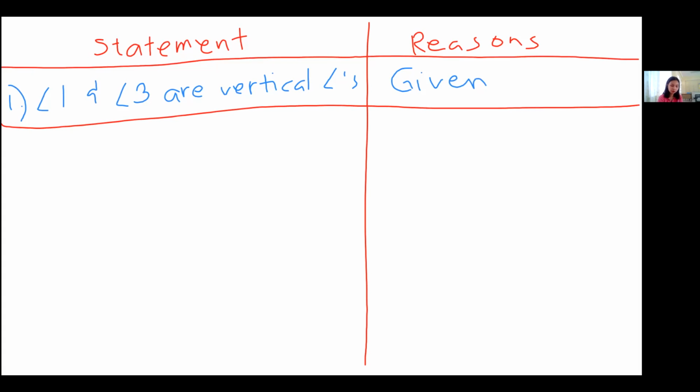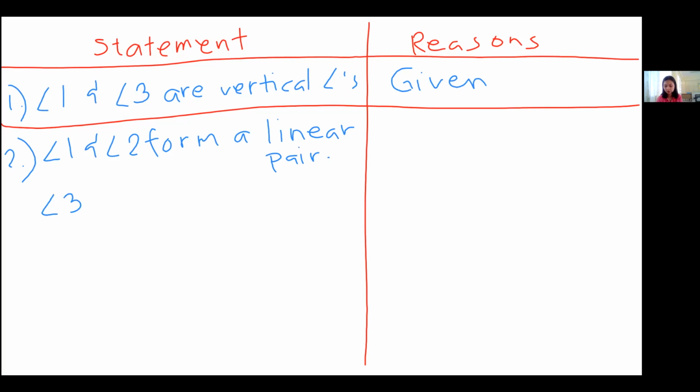Next po, for our number 2. For our number 2 naman po, we have angle 1 and angle 2. Our angle 1 and angle 2 form a linear pair. When we say linear pair, it forms 180 degrees. Tama po? So, angle 3 and angle 2 naman form, ayan, i-copy-paste ko na lang siya.